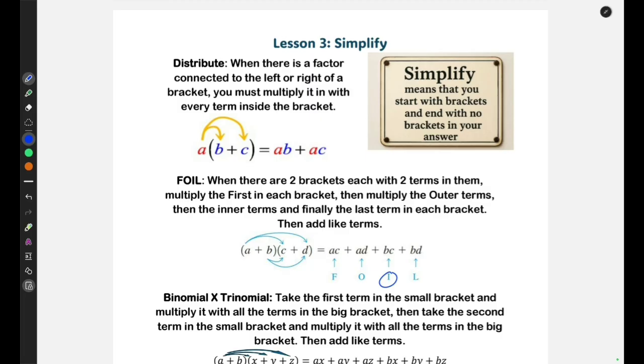Now if your school does not use FOIL, the only thing you need to know is take the A and distribute it with the C and the D, so everything in the other bracket, and then take the B and multiply it with everything in the other bracket. As long as you have four terms in the second step, you did it correct. The middle two terms are normally going to be like terms, so then you just add them and then end with three terms in your answer. Okay, we're going to do examples, and then it would make much more sense.